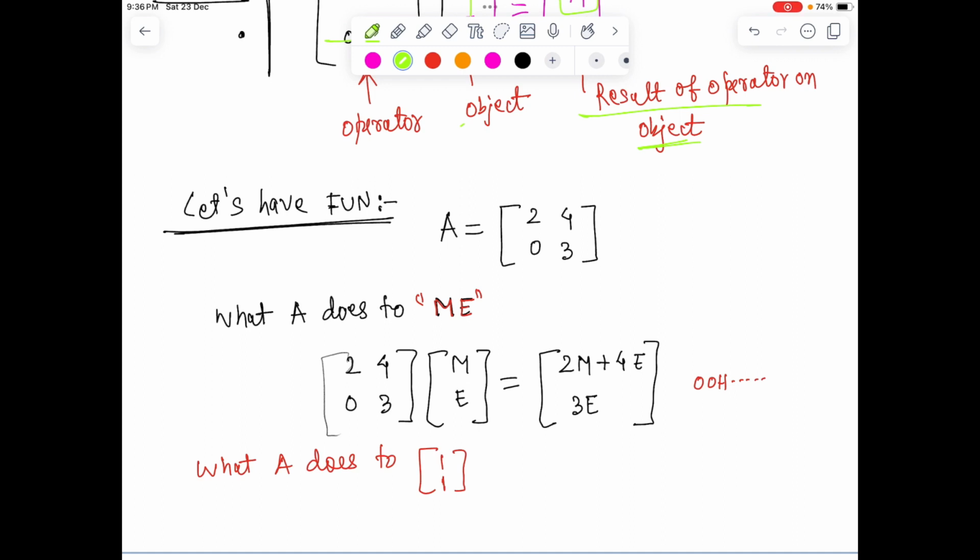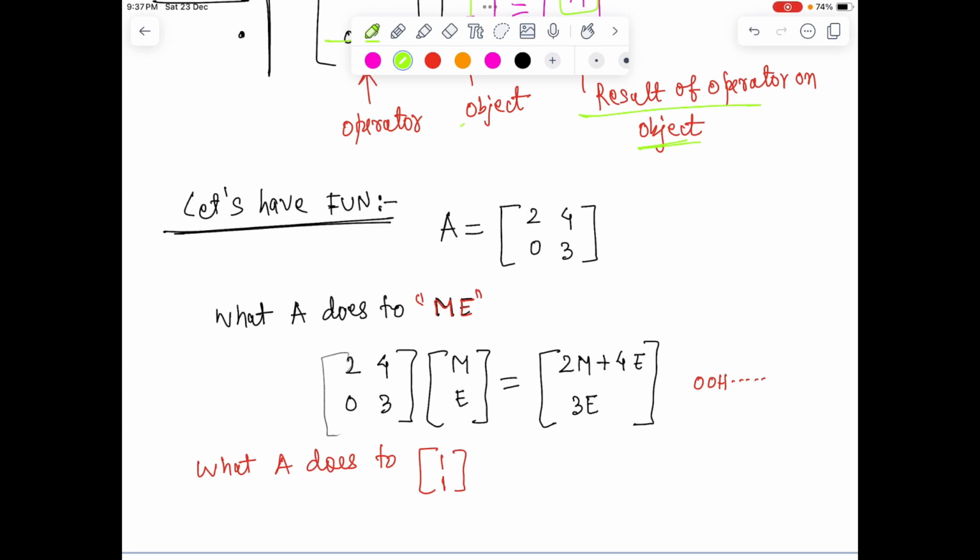This will be our friend for a long time. So let's see what exactly it does. If I perceive A as an operator, it will do something. If I perceive A as an object, then it's just a collection of objects. It may mean we have 2 apples, 4 oranges, and another guy having 0 apples and 3 oranges. But that doesn't give a nice visual description of this matrix when you view it from the object perspective.